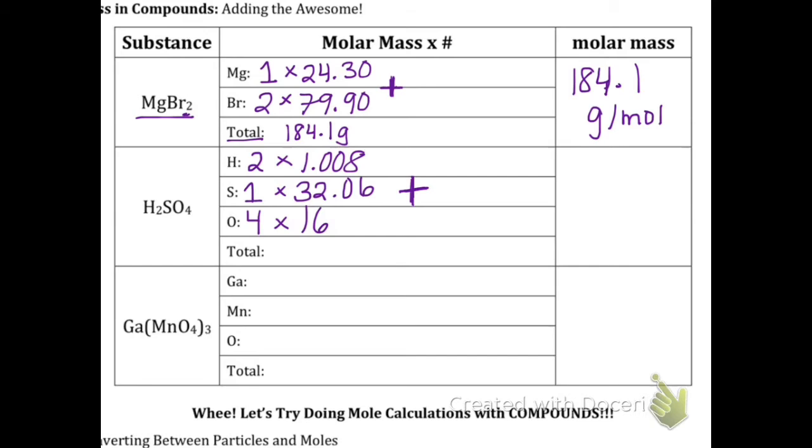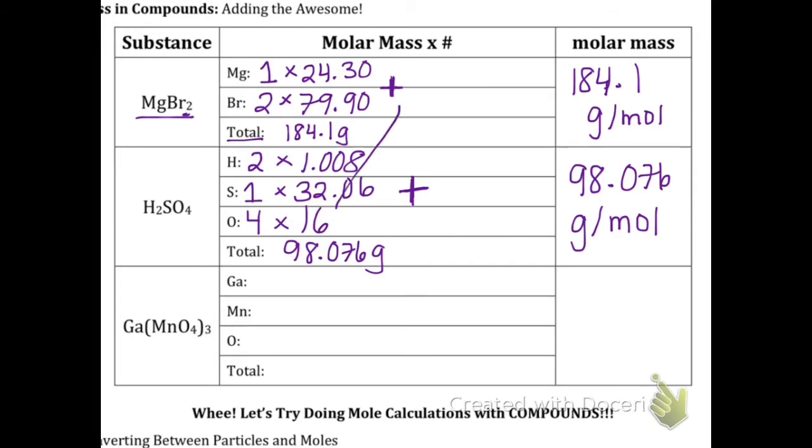So you're going to multiply first, add all of them up, and what do you guys get? So do it on your calculator. Hopefully you get 98.076 grams. So if we want to write it out properly, it would be 98.076 grams per mole.